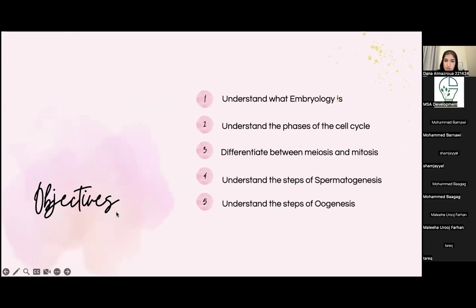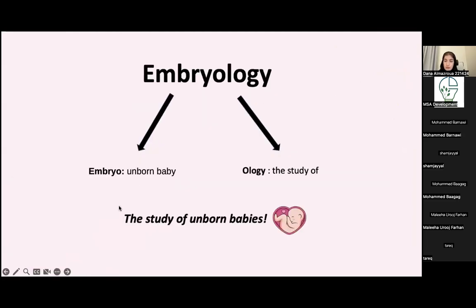These are the objectives, and we're going to start by talking about embryology in general. Now, whenever someone says the word embryology, we can break it down into two simpler terms. We have the word embryo, which basically means an unborn baby or a baby in the uterus. And we have ology, which means the study of. So embryology overall means the study of unborn babies.